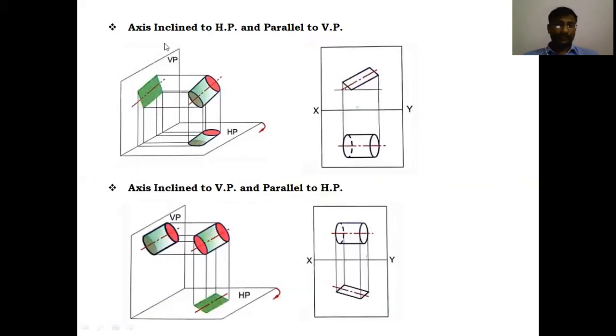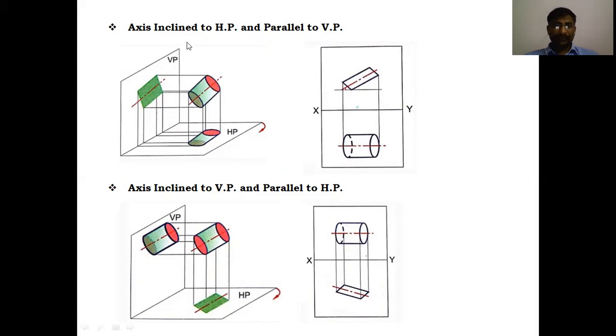Coming to the next position, axis inclined to HP and parallel to VP. So the axis is like this, inclined to HP and parallel to the vertical plane. In this position, how to draw the solid in the plane of paper? We should draw the solid in two stages. After two stages, we will get the front view of the solid like this, and top view of the solid like this.